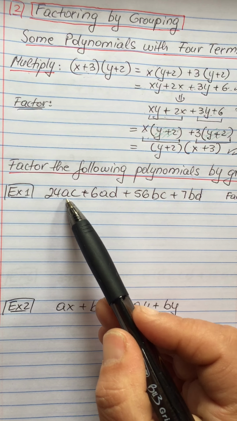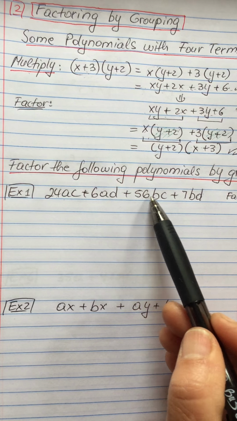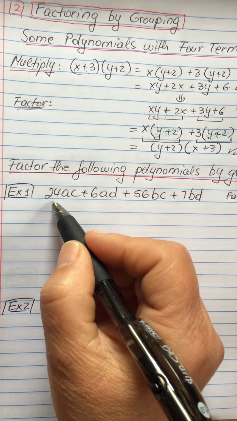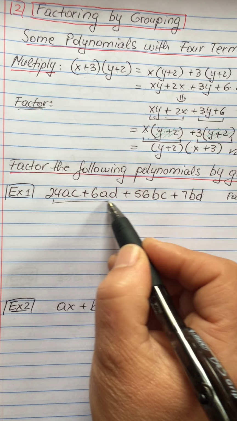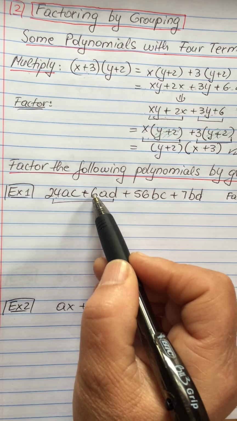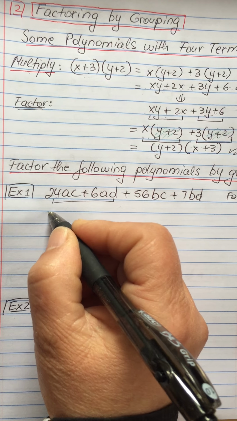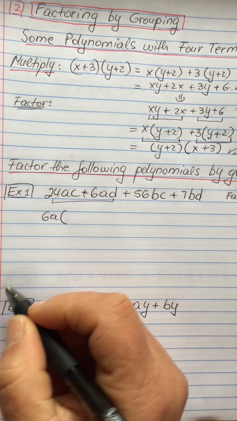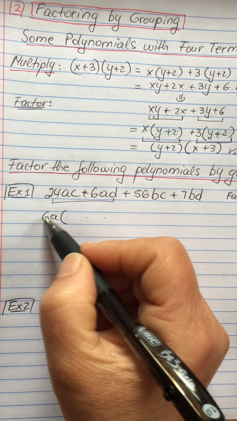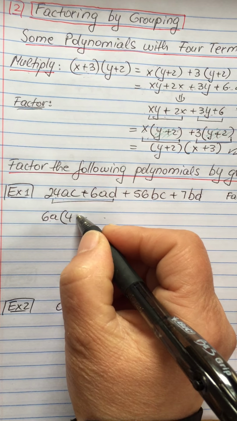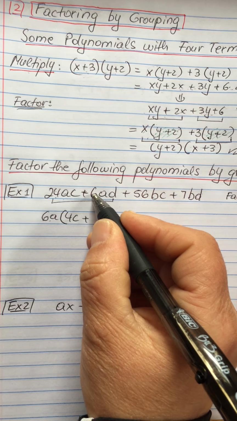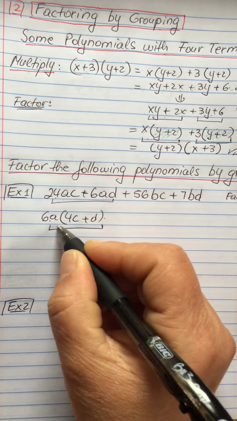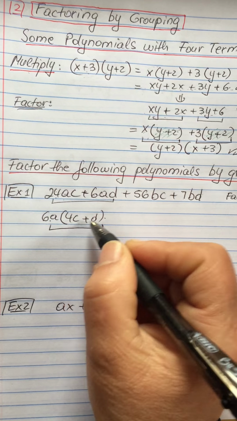Do we have a common factor from A? No. So let's go and factor. 24 and 6 both can be divisible by 6, so 6 is the common factor. A is in common, so 6a is the common factor. So what is left now? 24 divided by 6, 4, a is outside, c. Plus 6 is outside, a is outside, d. So the first group is 6a times 4c plus d.